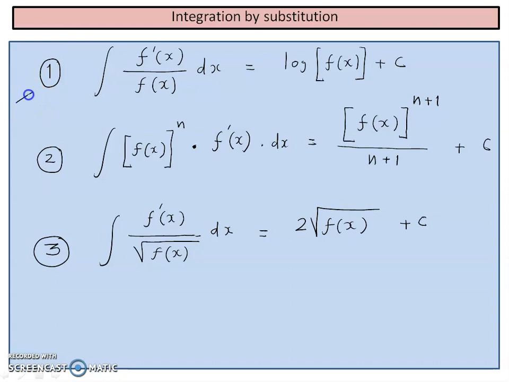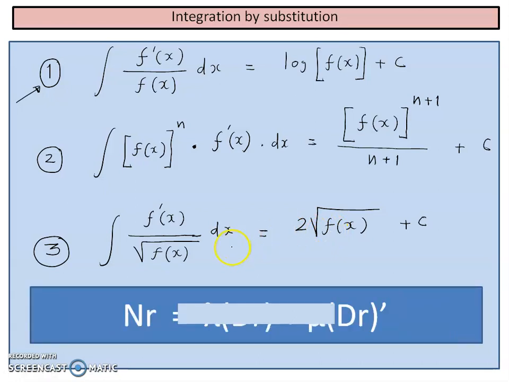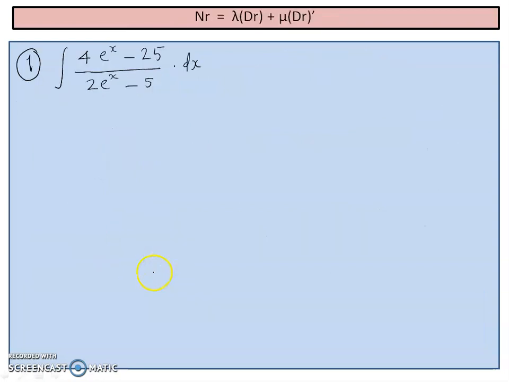This is the most important formula: f dash x upon fx, the integral of this will be log of fx. समझ गए? Similarly, fx raised to n into f dash x will give fx raised to n plus 1 upon n plus 1. And f dash x upon root fx, the integral of that with respect to x, will be 2 root fx. समझ गए? And we have to adjust the numerator like this. This is the summary of the entire subtopic.